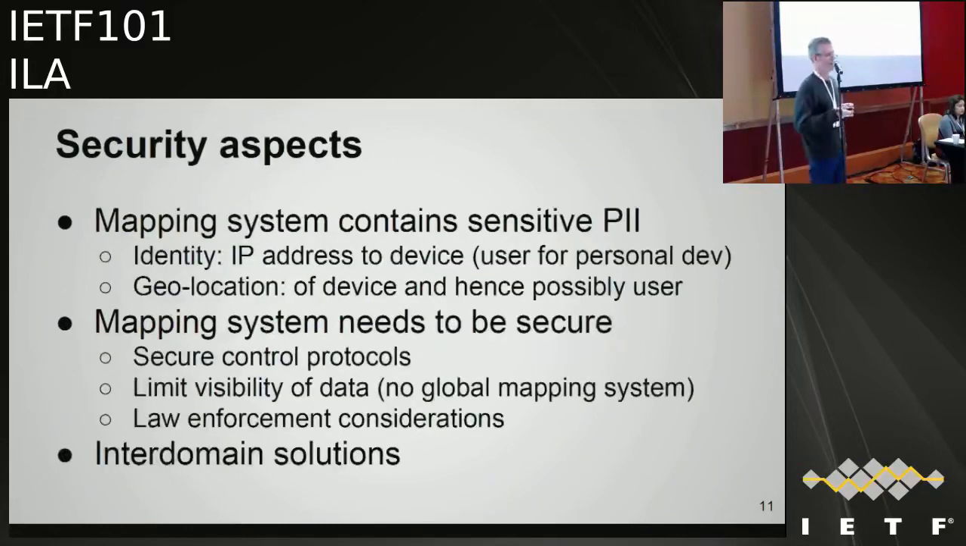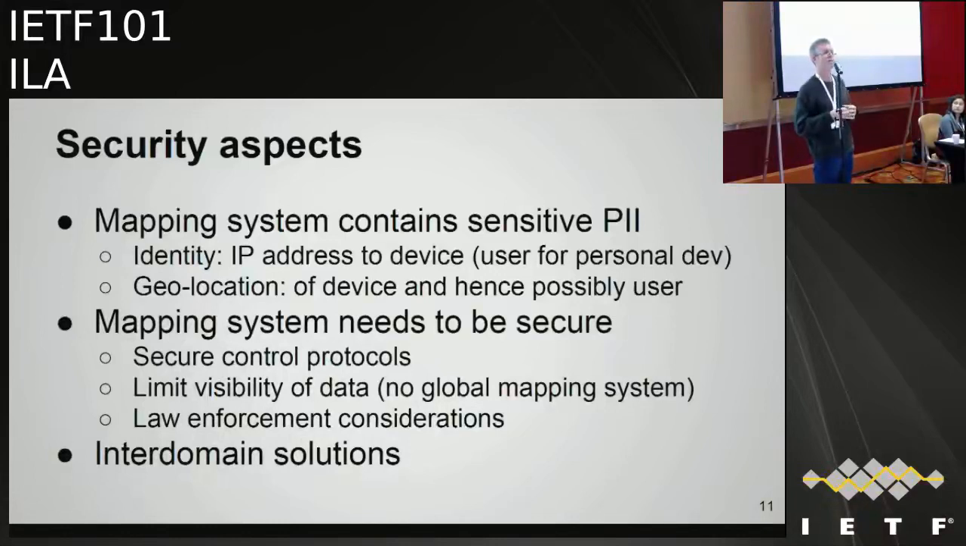So security aspects: the mapping system contains personally identifiable information. Locators may contain geophysical locations, so they need to be hidden. Identity: IP addresses could be mapped to devices, and devices, in the case of personal devices, mapped to users. So this becomes personally identifiable information. So the mapping system needs to be secure protocols. We need to limit the visibility of the data.